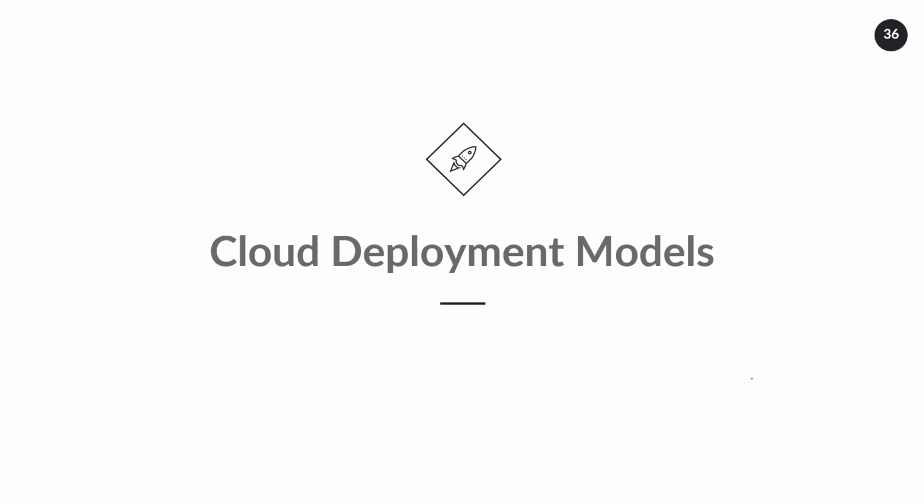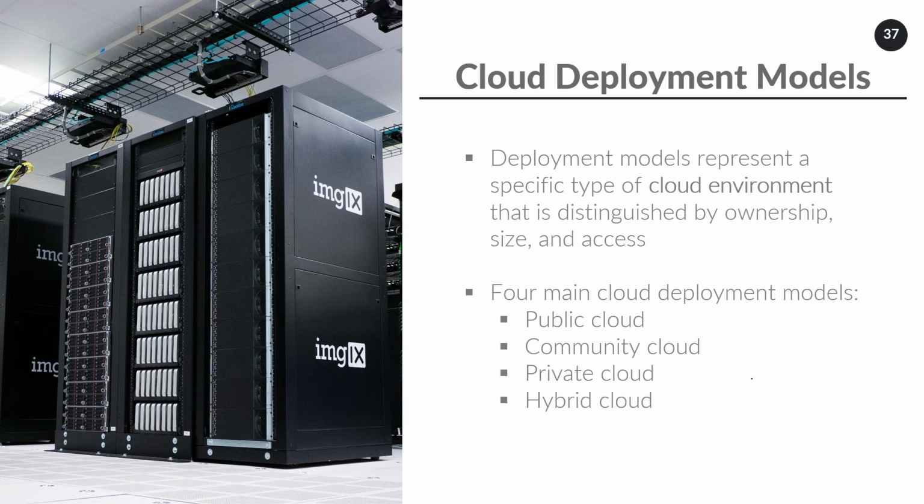Okay, so we talked about cloud delivery models. Now let's take a look at cloud deployment models. So a cloud deployment model represents a specific type of cloud environment that is primarily distinguished by ownership, size, and access. These are the four main cloud deployment models. So we have public cloud, community cloud, private cloud, and hybrid cloud. Let's take a look at them.